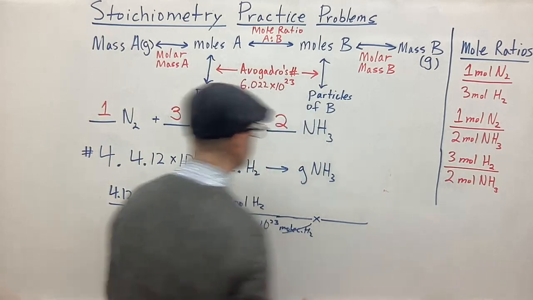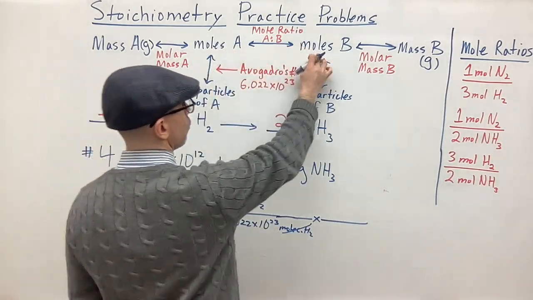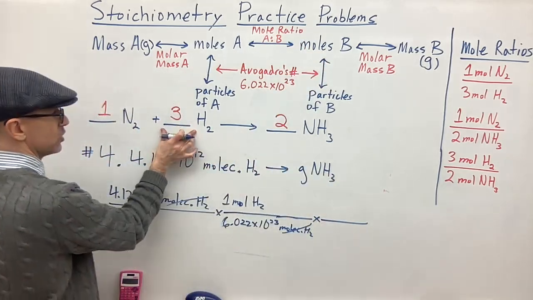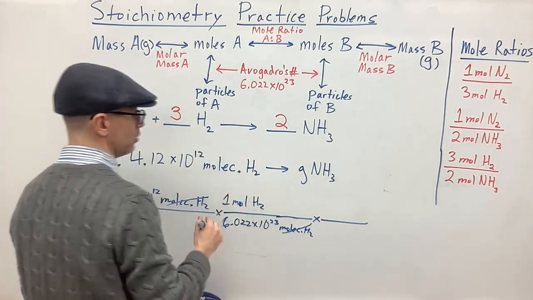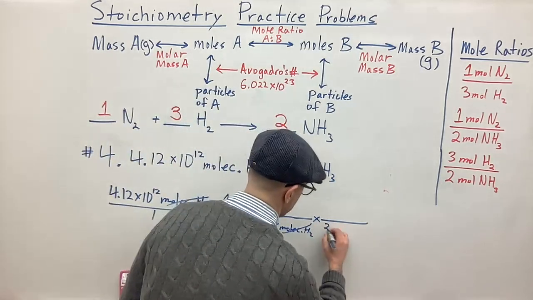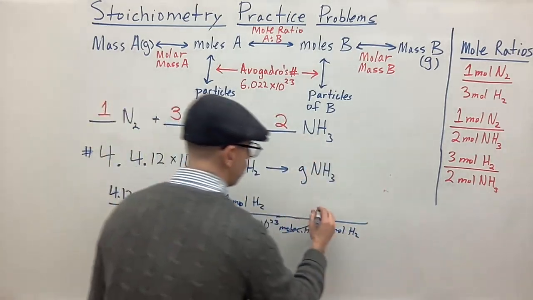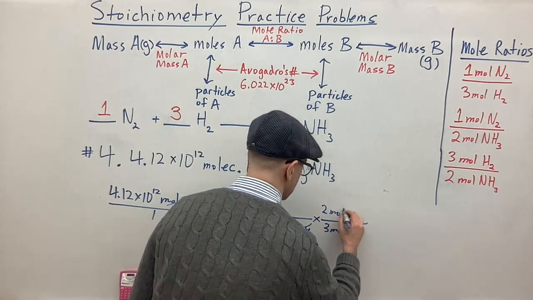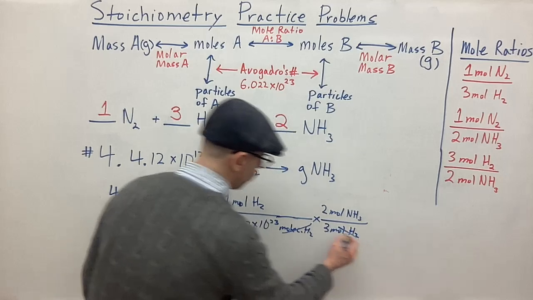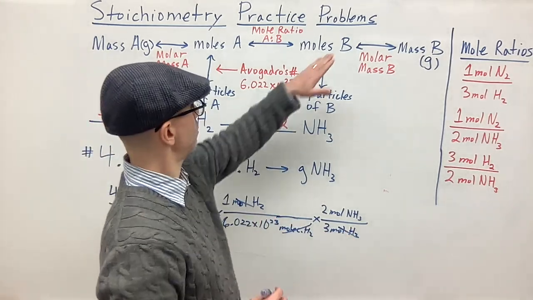Next, we're going to use the mole ratio to get from moles of A to moles of B. So we want to go from hydrogen to NH3. Hydrogen is 3, NH3 is 2. So moles of H2 is on the bottom: I have 3 moles of H2, and then 2 moles of NH3 on the top. So moles of H2 cancel out. So now I am here.